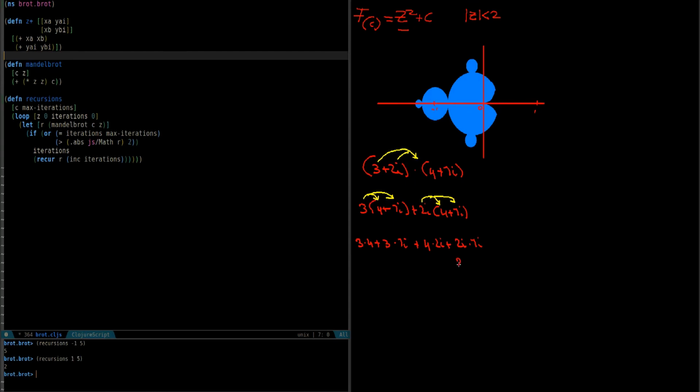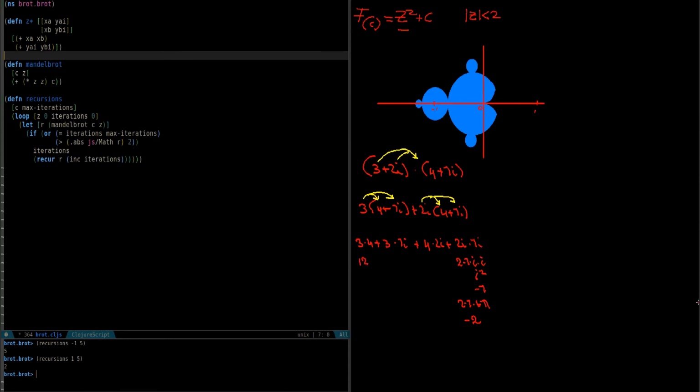For example, we can do 2 times 1 times i, and i times i equals i squared, which equals minus 1. This gives us 2 times 1 times minus 1, which gives us minus 2. So this part has become minus 2. And here we have 3 times 4, which equals 12.